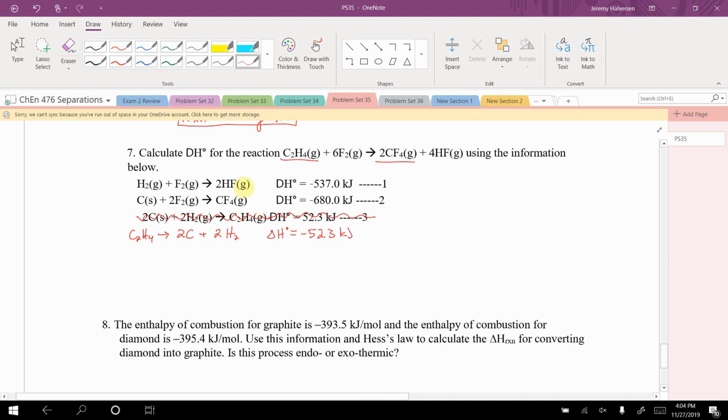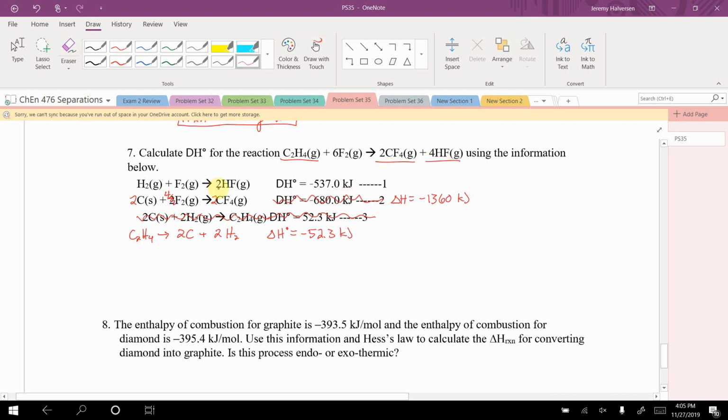I can take this entire reaction and multiply it by 2. So I'm going to have 2 C's, I'm going to have 4 F2s, and I'm going to have 2 CF4s. The result is that the delta H of this reaction needs to get multiplied by 2. So then my delta H now equals negative 1360 kilojoules, and I don't care about this anymore. So now my 2 CF4s are taken care of.